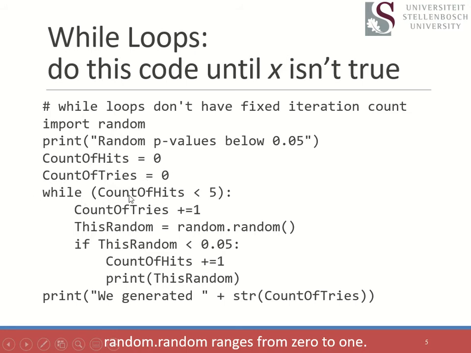So while I have fewer than 5 hits, remember we can compare two values through a less than or greater than or double equals operator to turn this into a Boolean situation. So long as count of hits is less than 5, we will repeat this section of code. So we've got our colon here, which means that the next line needs to be indented because it's executed only within this loop. We're going to increase count of tries. Now you'll note I've used kind of a weird assignment here. Count of tries plus equals 1. Have you seen an example like that?